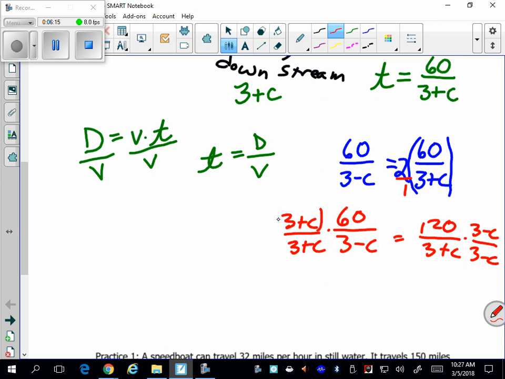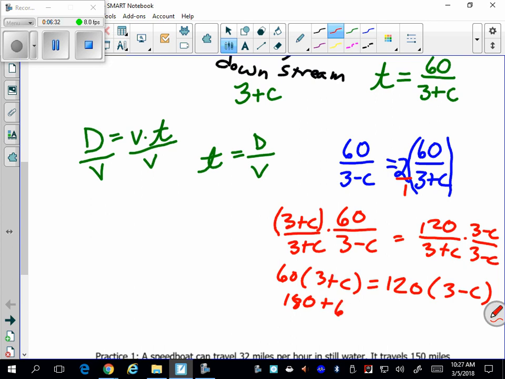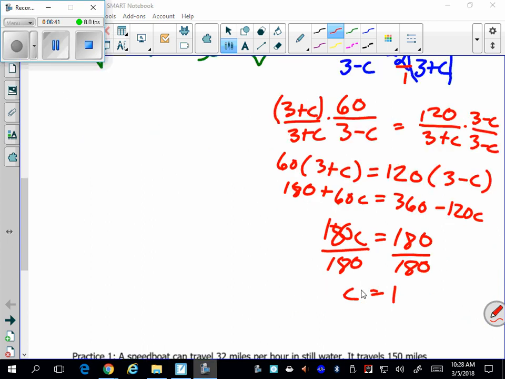So we have 60 times 3 plus c equals 120 times 3 minus c. And solving this, we have 180 plus, so I'm distributing the 60 in, 60c equals 360 minus 120c. And keep solving it. So I solved it. c, the current, equals 1 mile per hour. So that's the speed of the current.